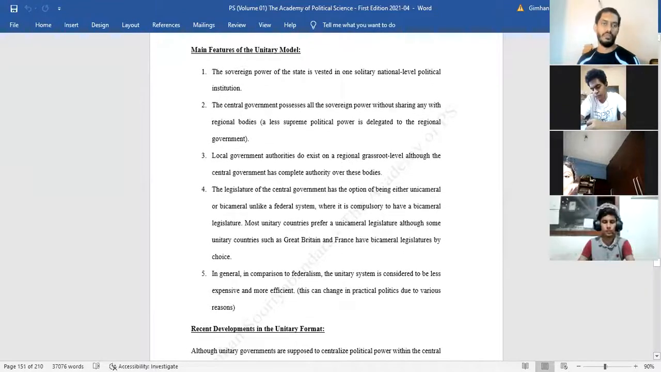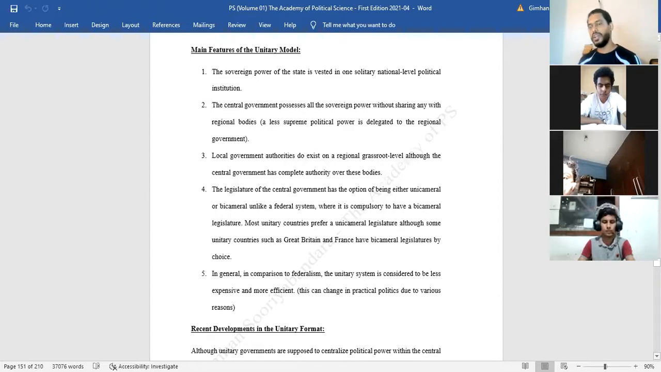For now, main features of the unitary model. What are the main features, right? What's the first one? Now, as we saw, unitary systems are far less complex. Why? Just one government in charge for the entire country, and they control others. This is pretty simple, straightforward, right?